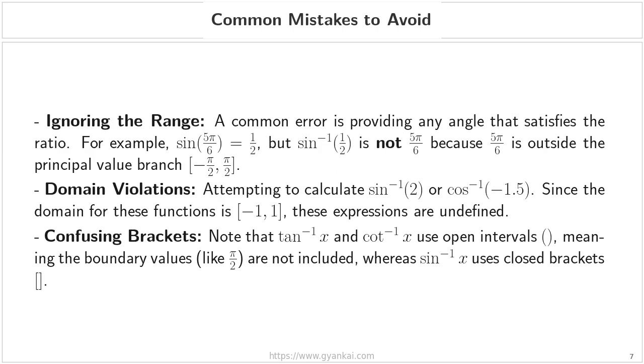Finally, pay close attention to the notation of the brackets. It is easy to overlook, but it is crucial. Note that the inverse tangent and inverse cotangent functions use open intervals, indicated by parentheses. This means the boundary values, such as pi over 2, are not included in the range. On the other hand, the inverse sine function uses closed brackets, meaning the endpoints are included. Keeping these 3 points in mind will help you avoid the most frequent errors. Now, let's move on to the final summary of the chapter.